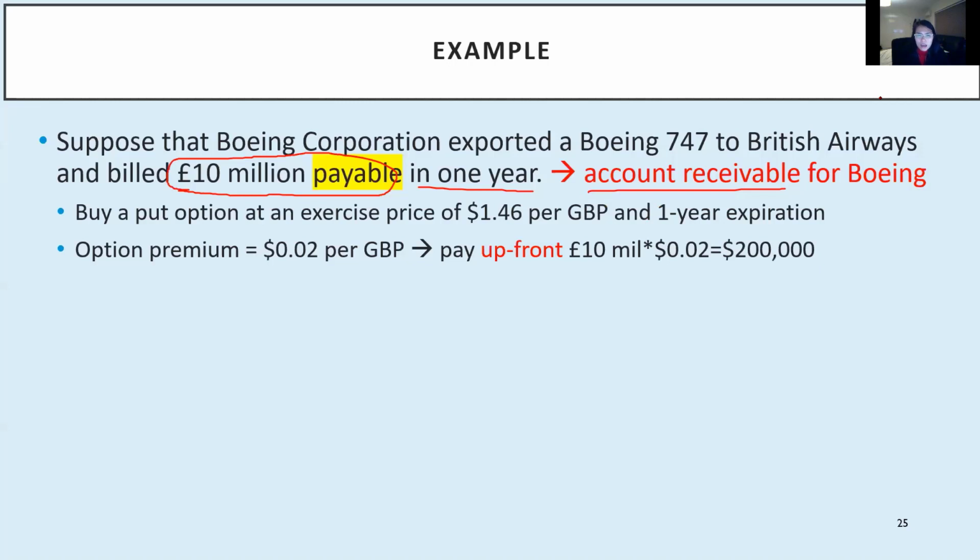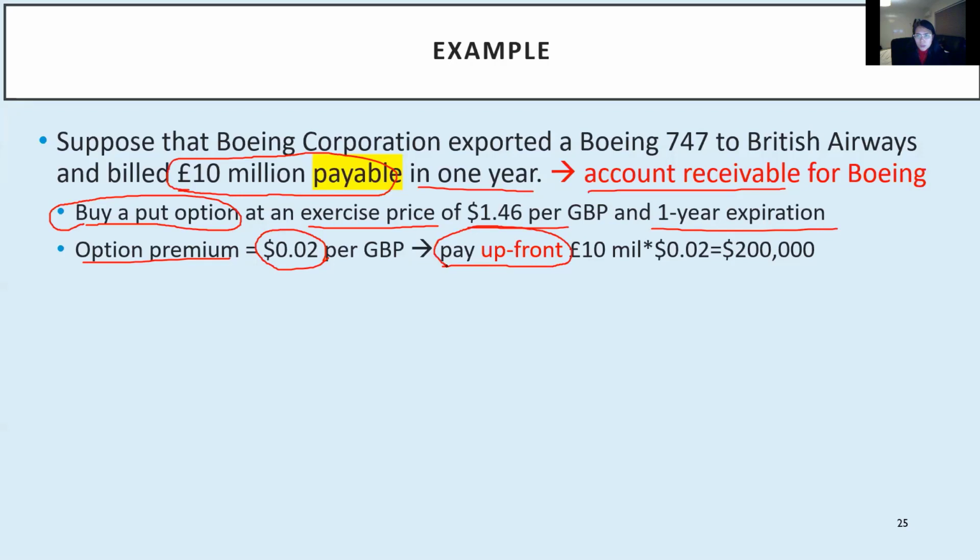In this case, if I want to protect myself for an account receivable, I'm going to buy a put, okay, as we talked about before. I'm going to be buying the put. Suppose that the exercise price for the option is $1.46 per pound, and this is for a 1-year expiration, okay? Now, with options, if we buy an option, we need to pay a premium. So with this option, the premium is $0.02 per pound, and this is paid upfront, okay?